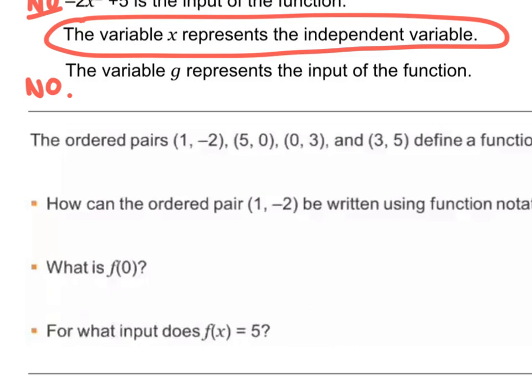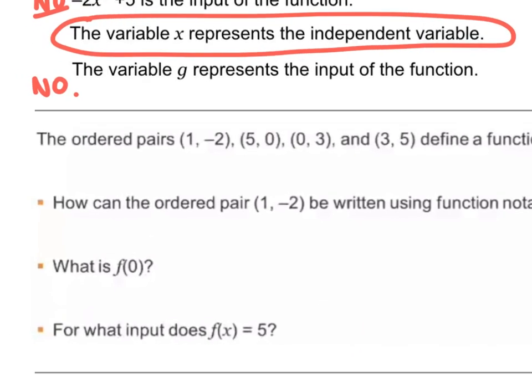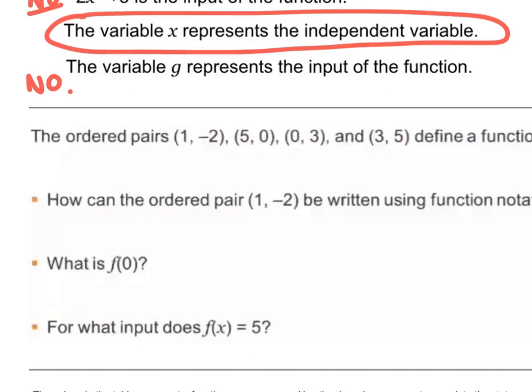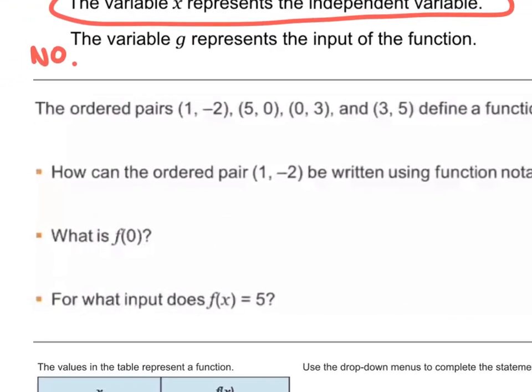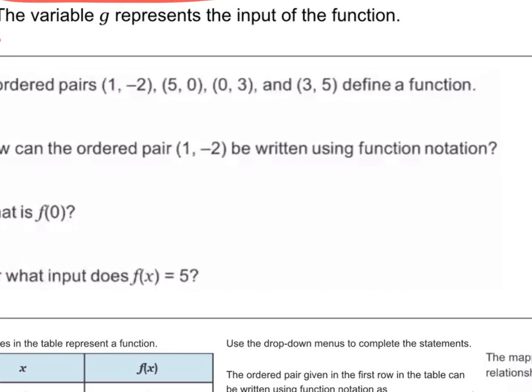All right, so then it says you have all these ordered pairs: 1, negative 2; 5, 0; 0, 3; and 3, 5. They define a function. It says, how can the ordered pair 1, negative 2 be written using function notation? So the way I would say that is if I take some function and plug in 1 for x, I get a y value of negative 2. And that's what I'm looking for.